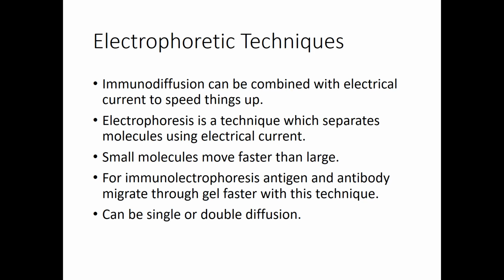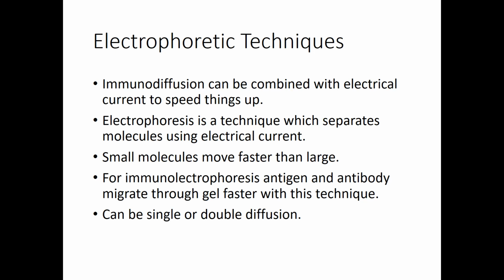So the immunodiffusion technique that we just saw, the passive immunodiffusion technique, can be combined with electrical current to speed things along. Electrophoresis is that technique. We spoke about it briefly last week when we were speaking about separation of proteins and immunoglobulins, and we talked about how there is an electric circuit within the gel, and we apply that electric circuit to the gel. It's going to help the molecules move a little faster.